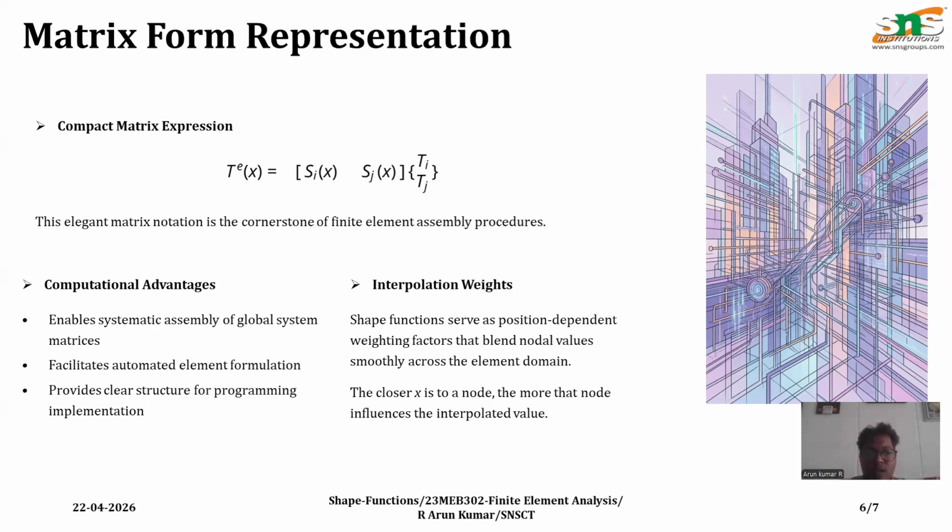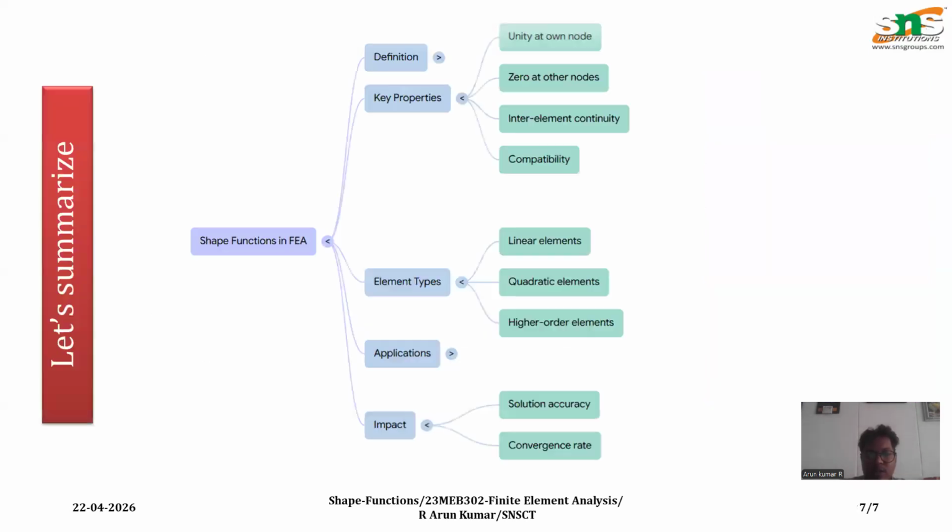So what are the computational advantages here? One, the system enables assembling the global system matrix and also facilitates automated element formulations, and it provides a clear structure for programming implementation. The interpolation weighting is nothing but the shape function, which serves as a position-dependent weighting factor that blends the nodal values smoothly across the element domain. The closer x is to a node, the more that nodal influence affects the interpolated value.